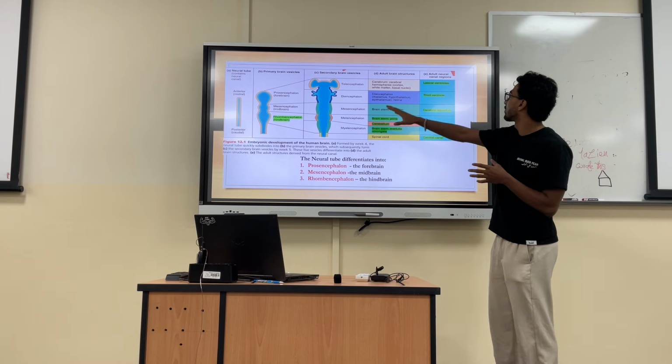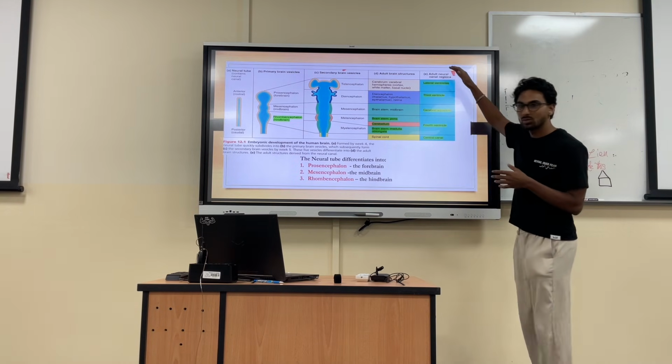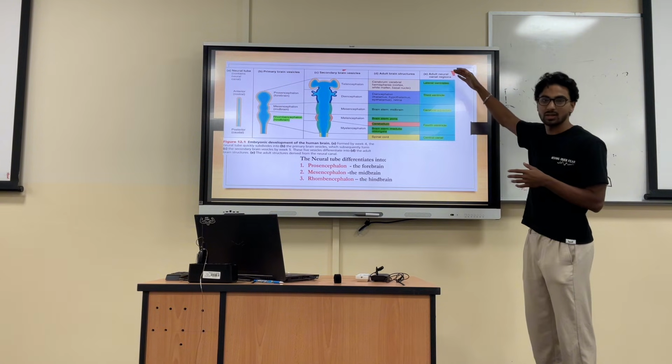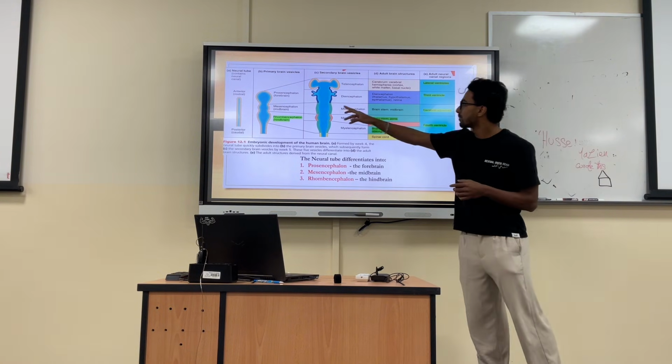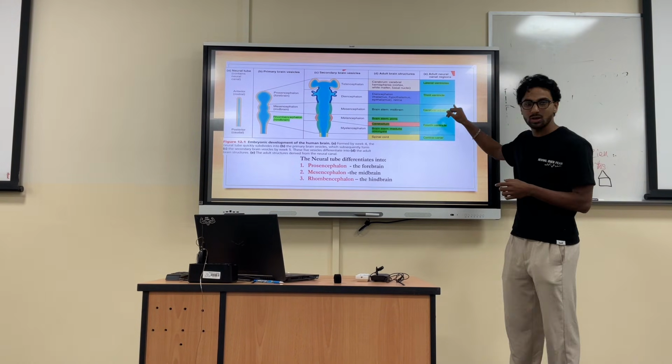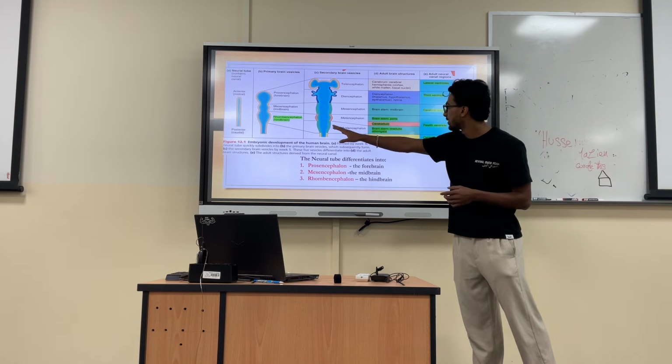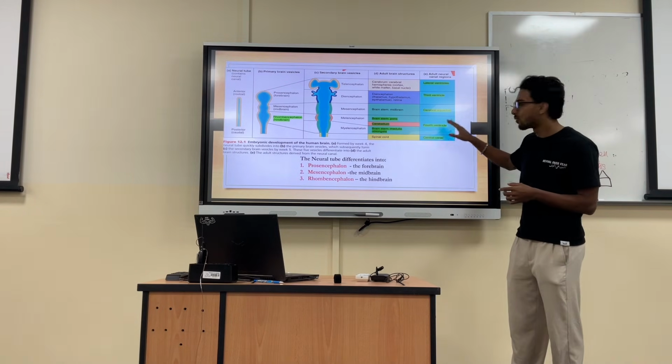Along with their location: the prosencephalon is in the lateral ventricles. We'll come to the ventricles right after this, so you understand what it is really. And the mesencephalon is in the cerebral aqueduct, and rhombencephalon is found in the fourth ventricle.